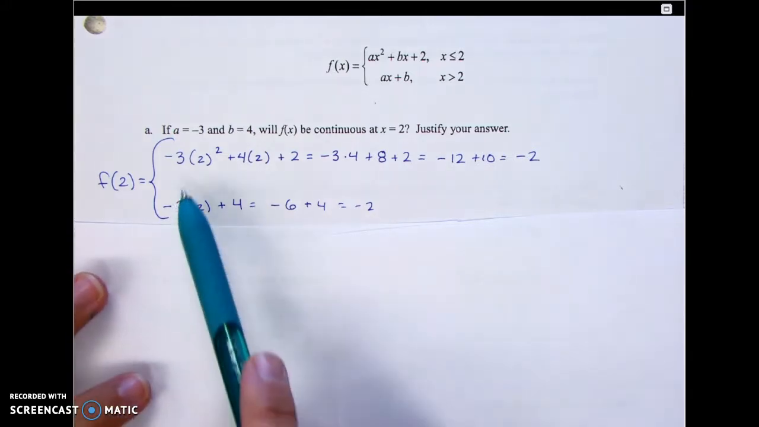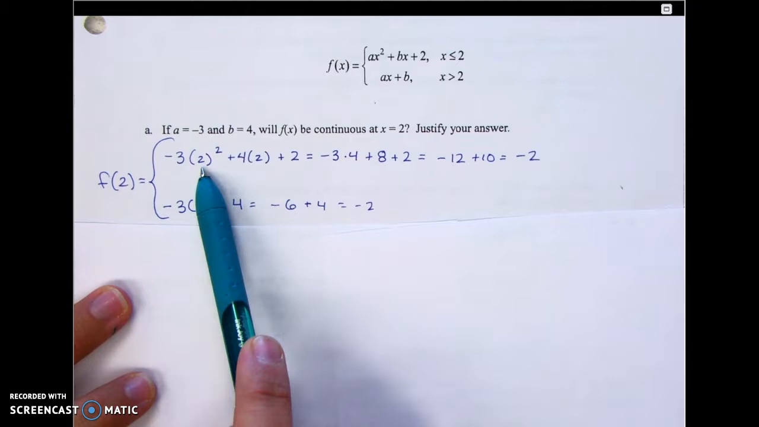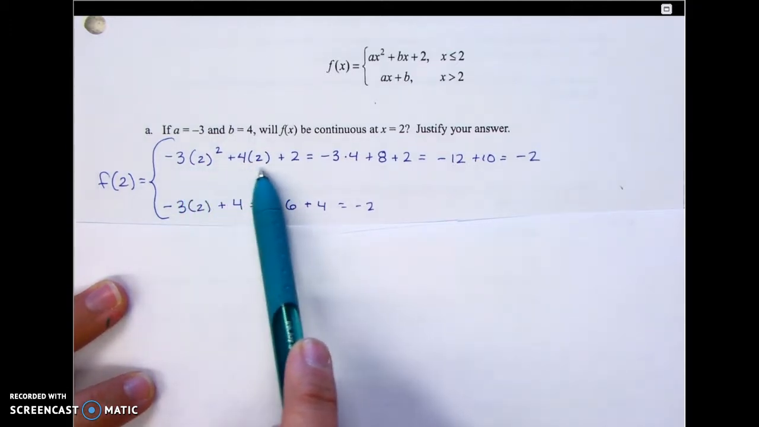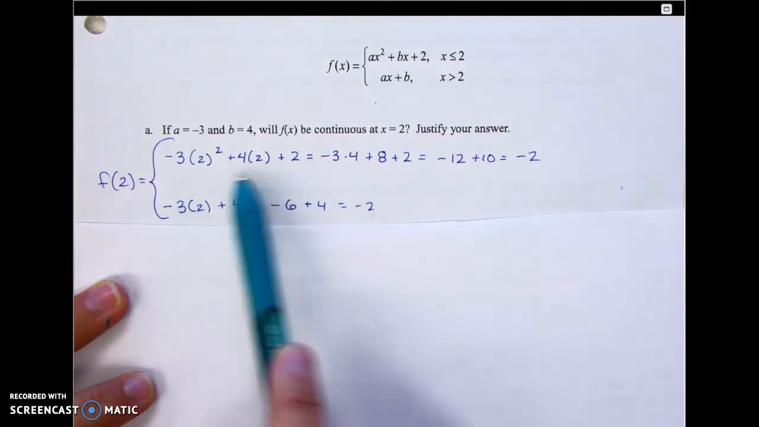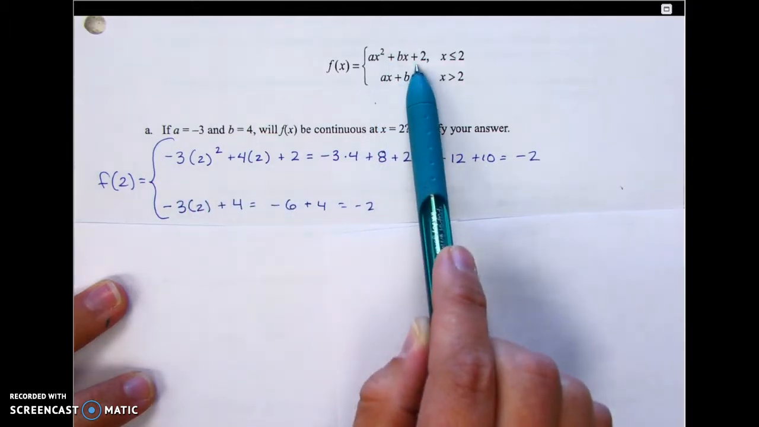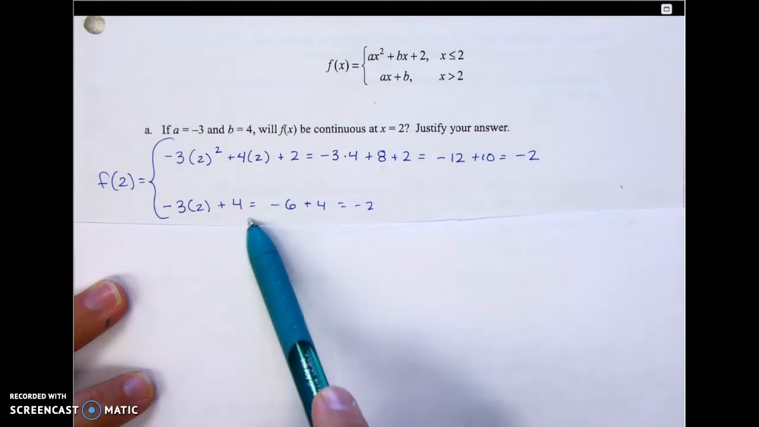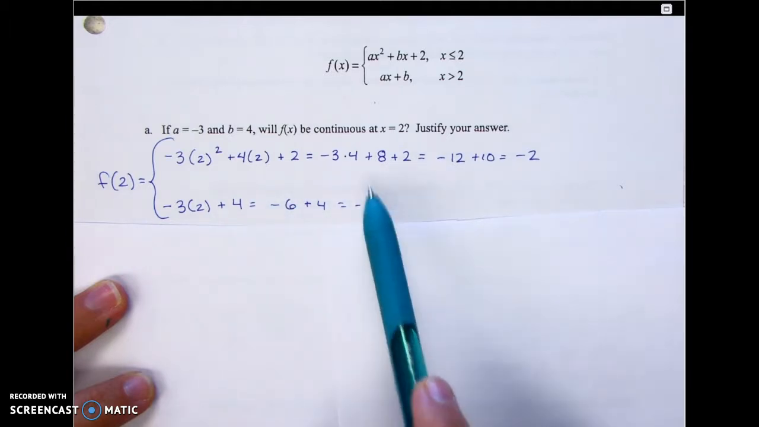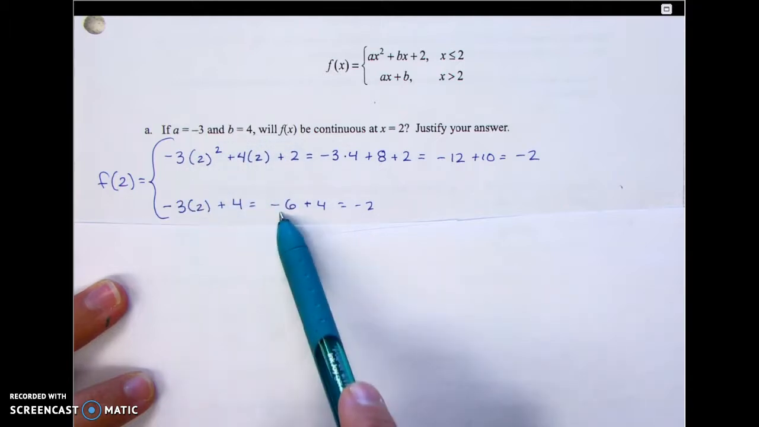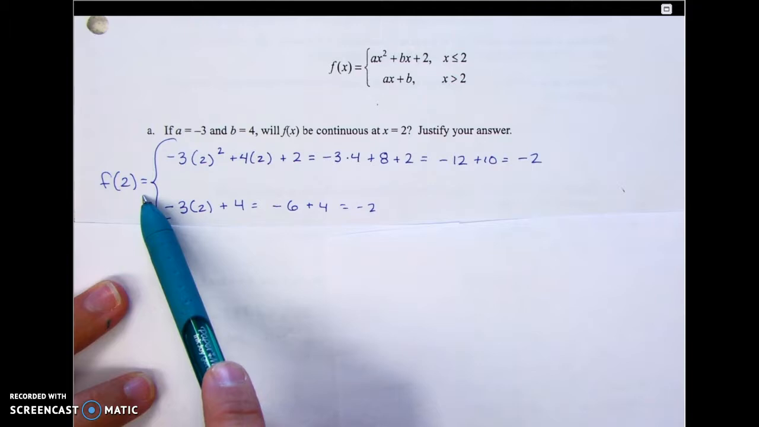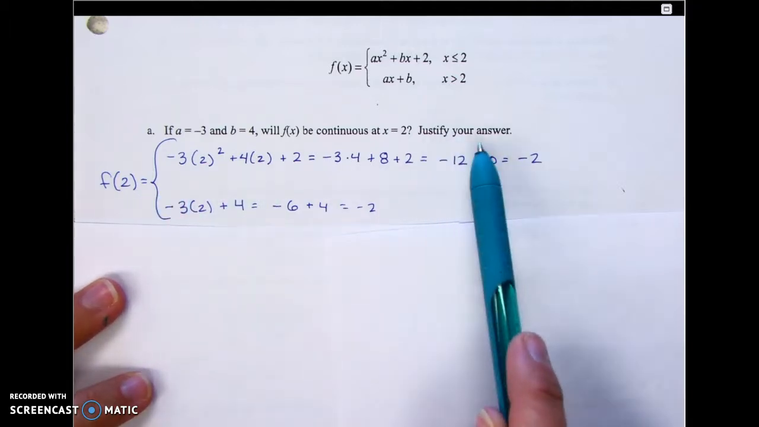Okay, so you see A is -3, x is 2, and B is 4, and I plugged it into the top piece, and we get -2. Plug those numbers into the bottom piece, and we also get -2. You guys, this is a middle school math problem, so what makes it calculus? This makes it calculus: justify your answer.